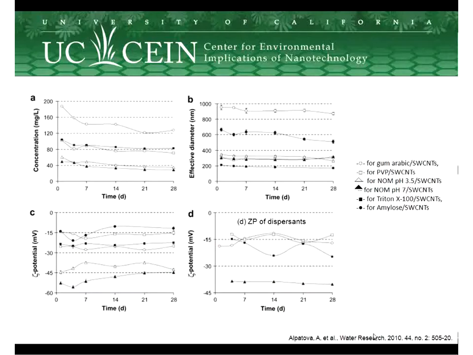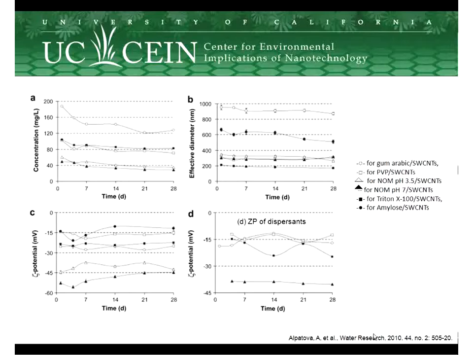And then this is a study that was done by another group looking at dispersing using gum arabic, PVP, so a polymer, natural organic matter at two different pHs, Triton X, another surfactant, and then this sugar amylose that was also used. And so they used them, and you can see that they can get different concentrations depending on the dispersants. So it's a study to see which are better dispersants than others. For the same amount of carbon nanotubes put in there, some of these are really good dispersants. Some of them are so-so, and some of them are not all that good.